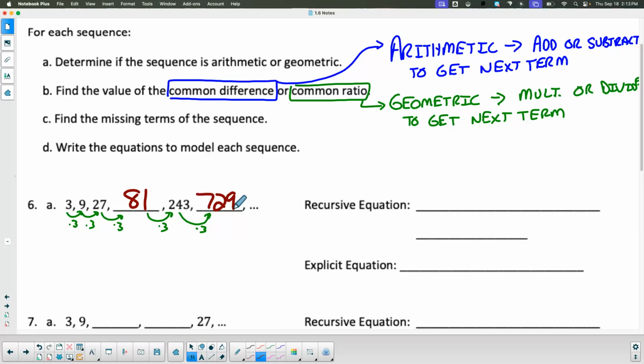D value? Is it a common difference or a common ratio? Common ratio because we're multiplying, so my R value is 3. Okay? Recursive equation, anyone? Go on. Would it be f of n equals 3 times f of n minus 1? So if you said f of n here, how would you say it over here? N minus 1? Exactly. Yeah.